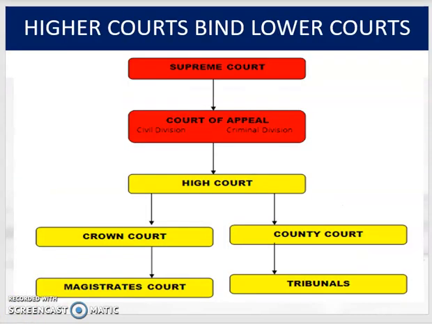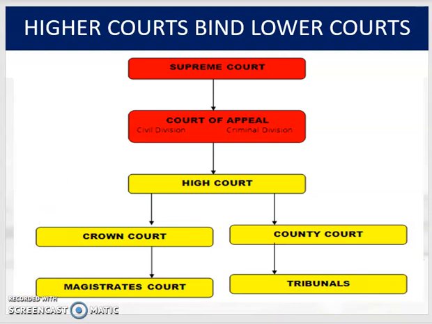I've got on the next slide a diagram of the court hierarchy. We've got the Supreme Court at the top, the Court of Appeal, which if you remember has a civil and a criminal division, and the High Court. The reason we've got these two columns is that these ones are the criminal courts and these ones are the civil courts. Tribunals are separate. They run alongside the court system, but they are on this diagram.